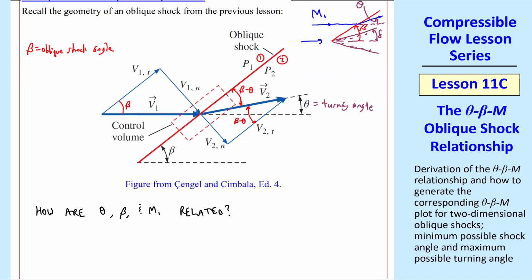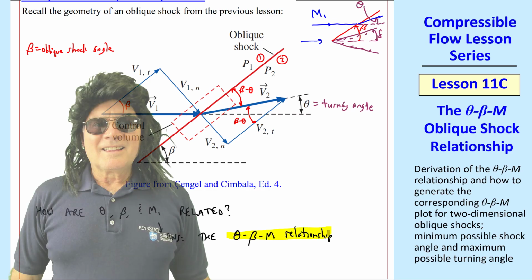Now we need to figure out how theta, beta, and M1 are related. The answer is an equation called the Theta-Beta-M relationship.